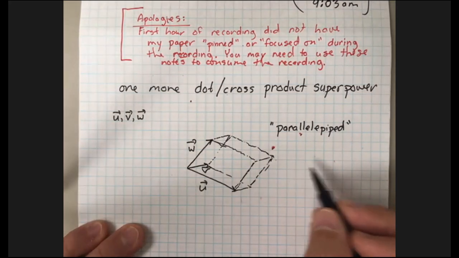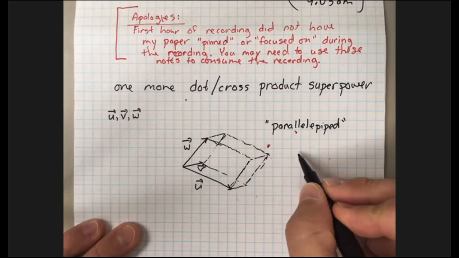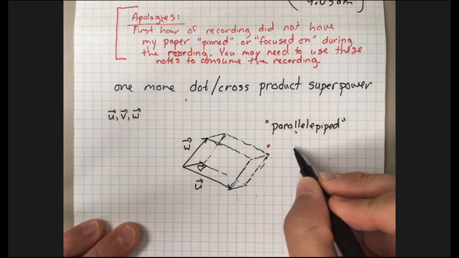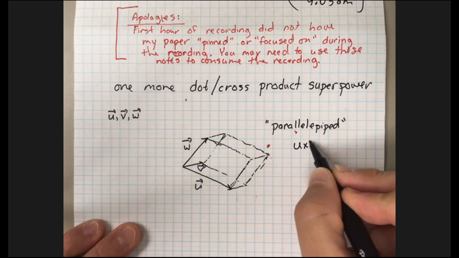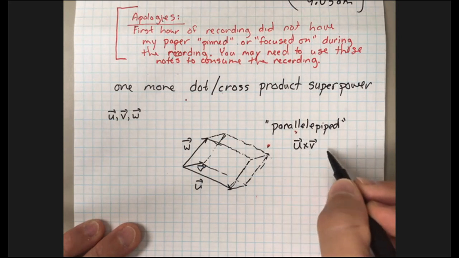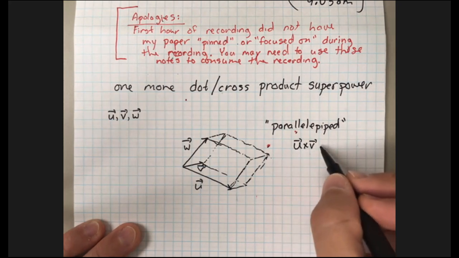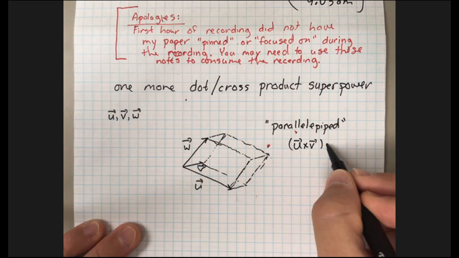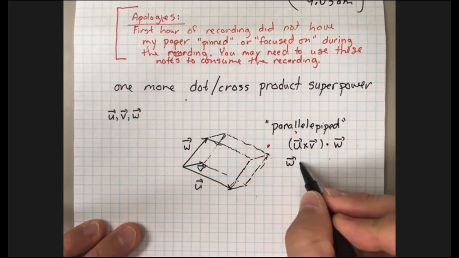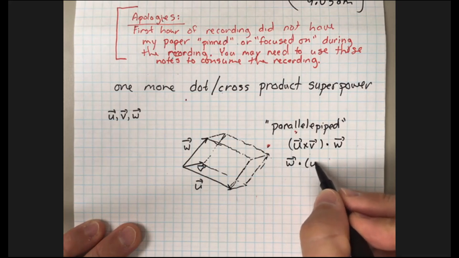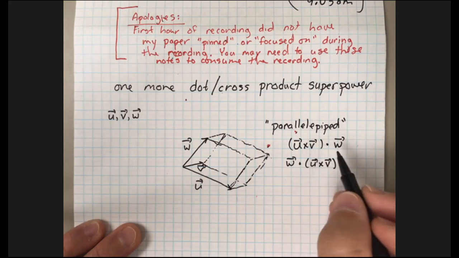And it's a beautiful interaction of the dot product and the cross product. If you take U cross V and dot it with W. Now by dotting it, remember dot can go on either side. So I could put dotted with W on this side or I could put dotted with W on that side. And I create the volume of that box.